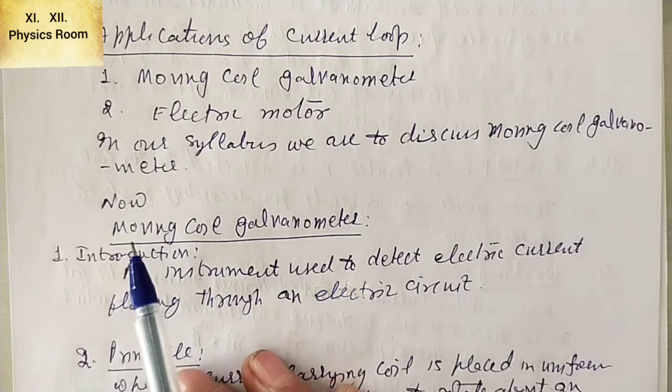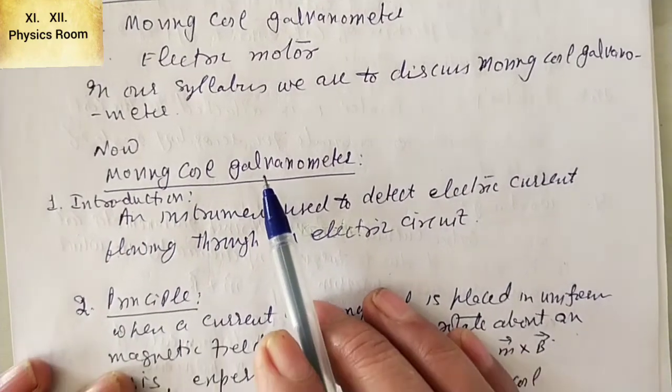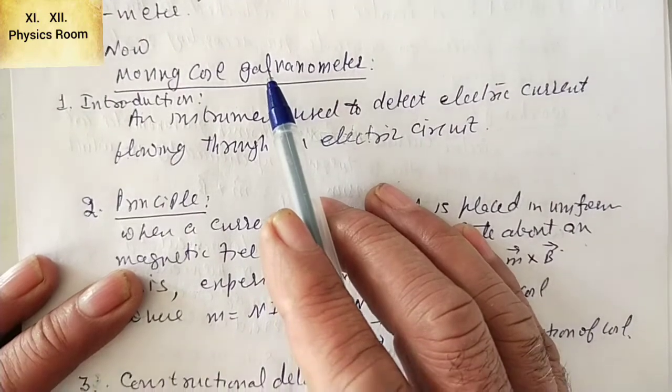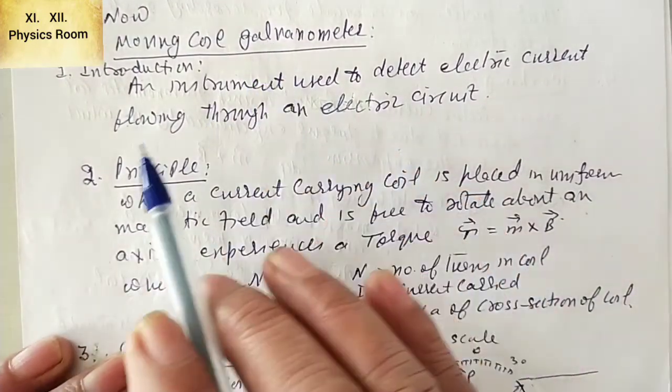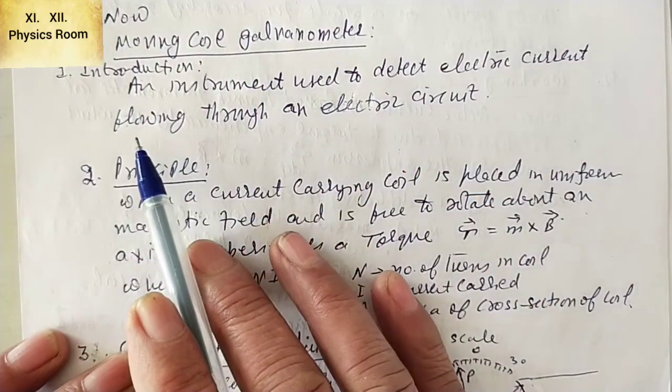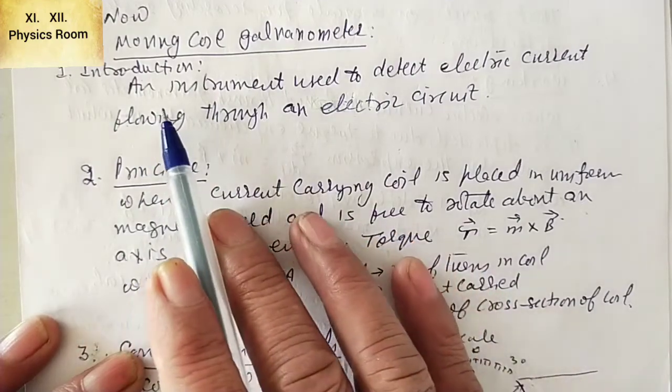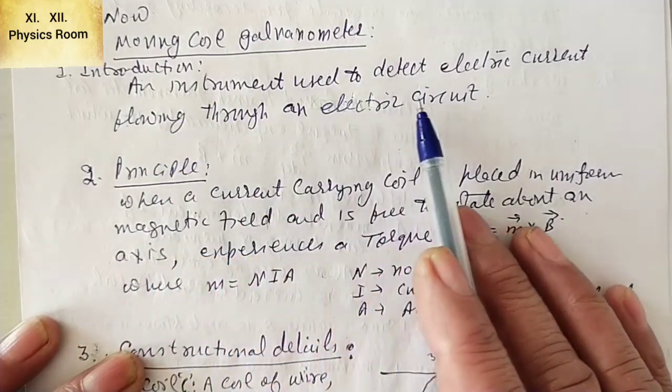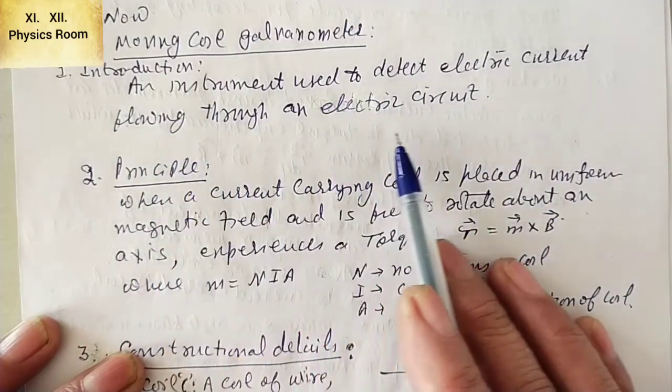Now, let us take up moving coil galvanometer. Introduction. First point. A galvanometer is an instrument used to detect electric current flowing through an electric circuit.